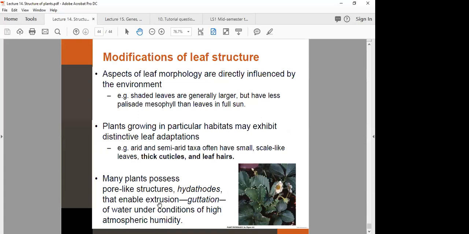That is water that's coming up through the xylem under certain environmental conditions, basically pushes out through these little pores. And it can be seen as tiny little droplets on the edges of the leaf, often seen first thing in the morning. And this generally occurs under conditions of high atmospheric humidity. And that's it for this lecture.